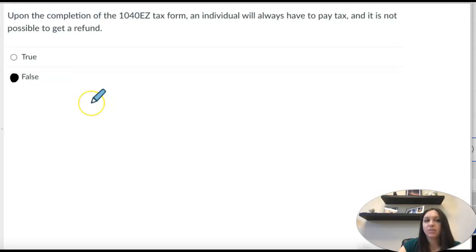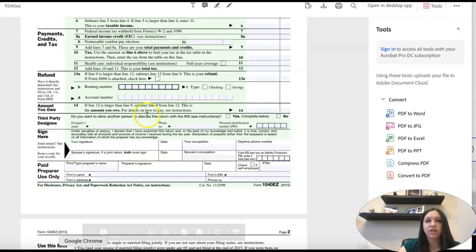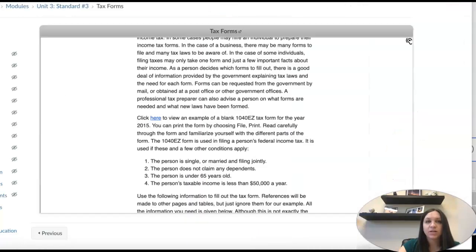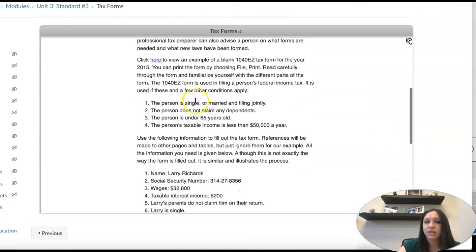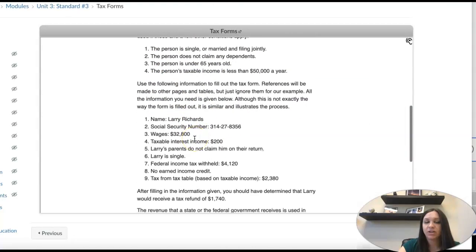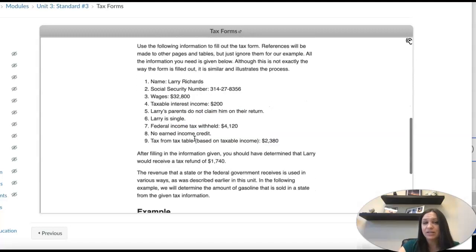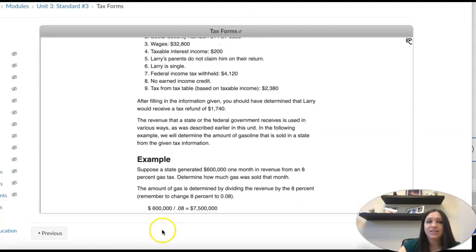Okay, so there's going to be more questions. Again, just read through this form, see if you can figure it out. Here's the big things that you're going to need when you file your taxes. And that is it for this section.